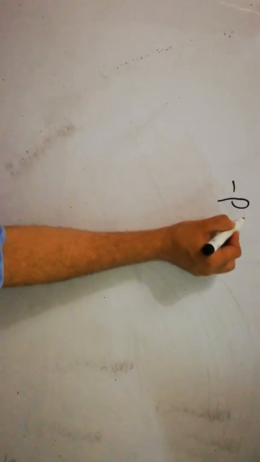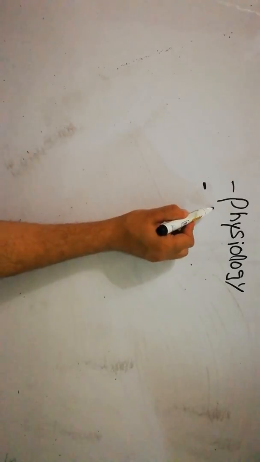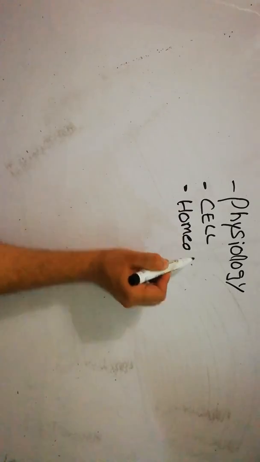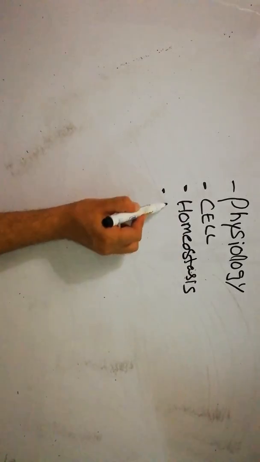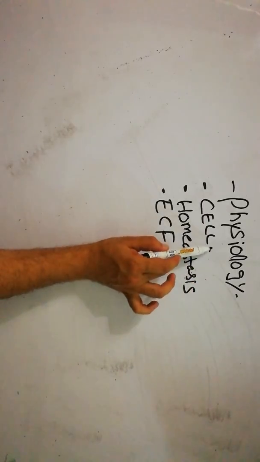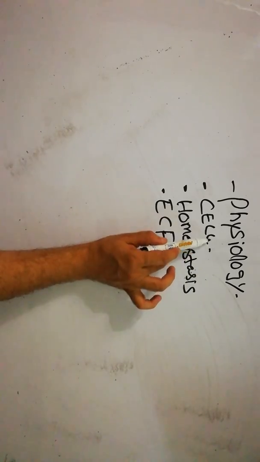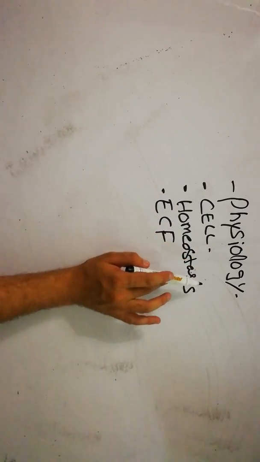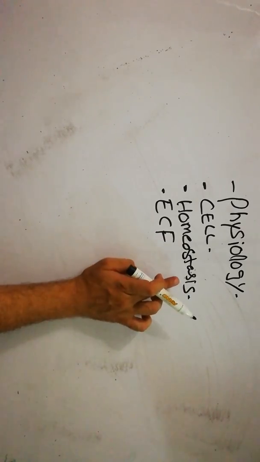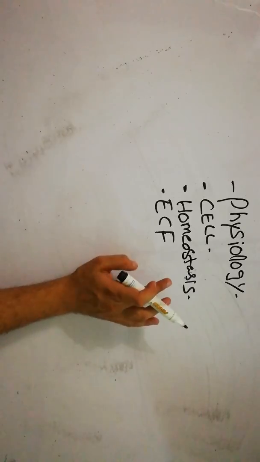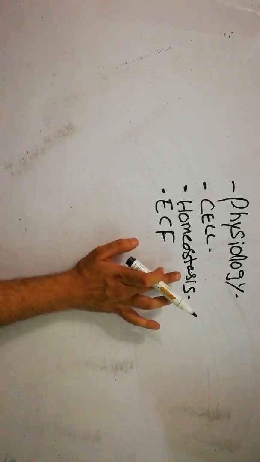So today we studied what is physiology, and we briefly introduced cell, homeostasis and extracellular fluid. Physiology is nothing but the study of normal functions of the living beings. Cell is the basic structural and functional unit of living being because it gives structure as well as functions to any living being. Homeostasis is the maintenance of nearly constant conditions inside a living being.